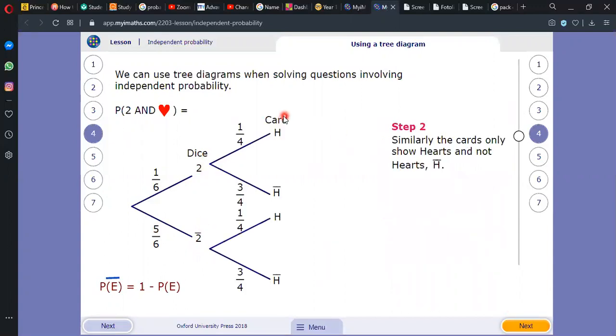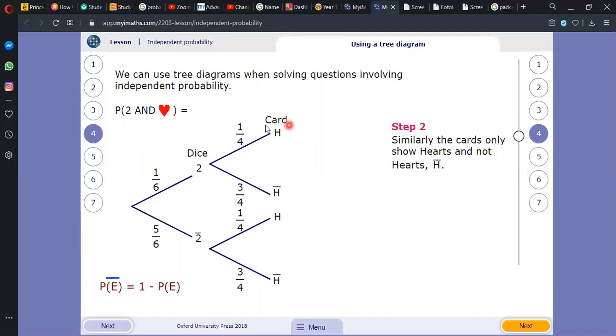We are now talking about the cards, and this is how it is done, depending on the number of events that you are dealing with. The first 2 branches deal with the first event, which is the dice. The second comes with the card. Now, what normally happens is that you have to draw branches coming out of the first outcome of the dice, okay? For a card, we are looking for a heart.